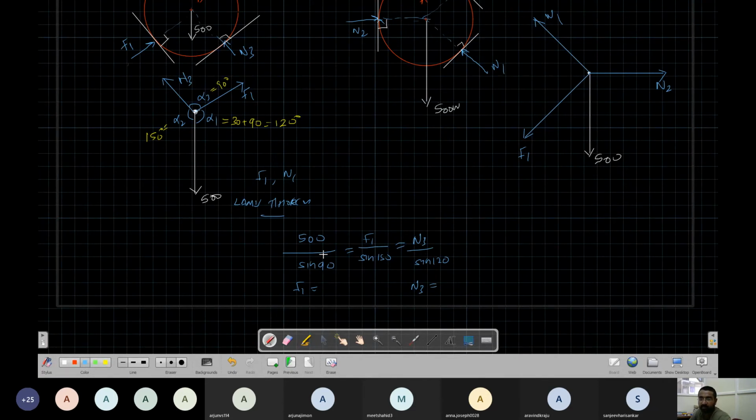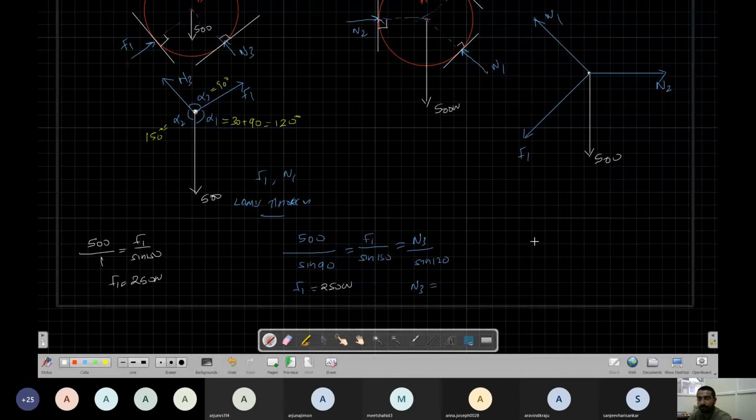So sine 90 is 1. So 500 sine 150 will be the answer of F1. Again, if you consider these two, N3 also we will get. ചെയ്യാലോ അല്ലേ? 500 divided by 1. Sine 90 is 1. 250, sir. So F1 is equal to 250.